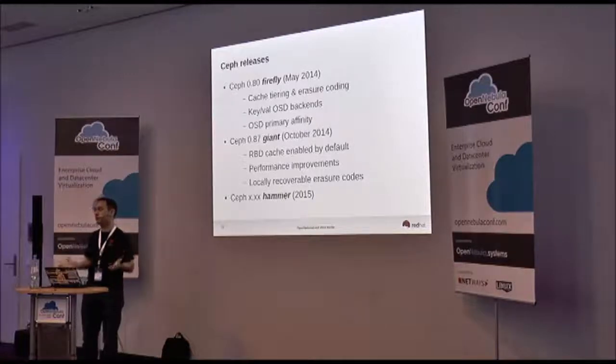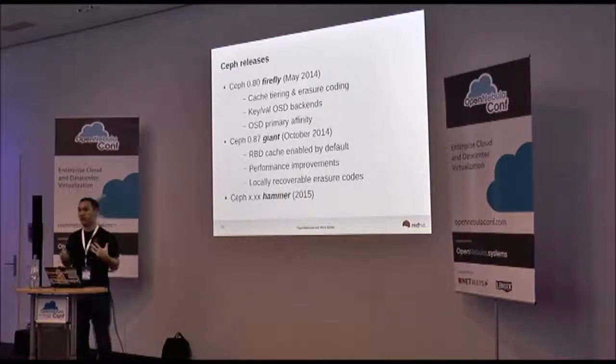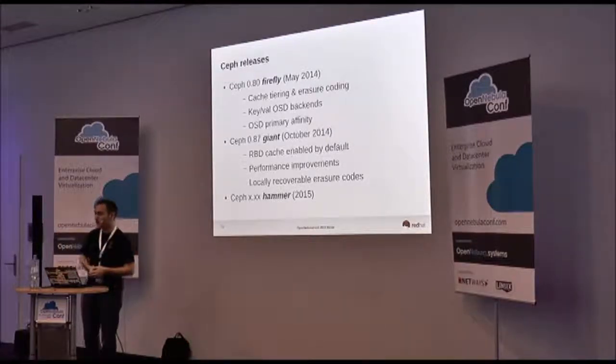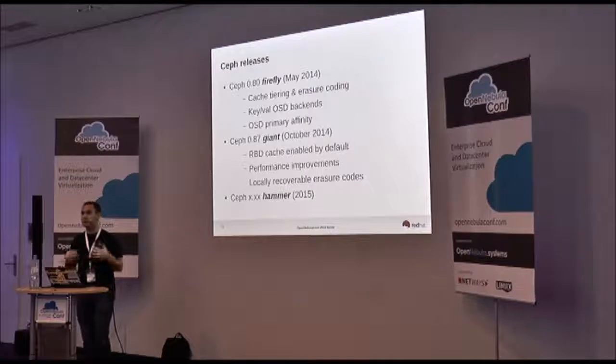And that's purely a performance optimization, and the topology of your network will tell you whether that's actually useful or not, but it gives you more options. In October, the Giant release came out, and that was more of an incremental improvement. There was lots of stability, lots of performance work went into that.